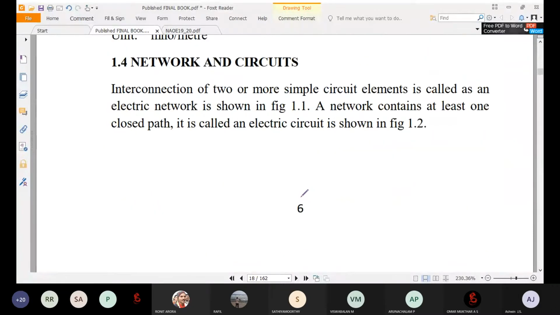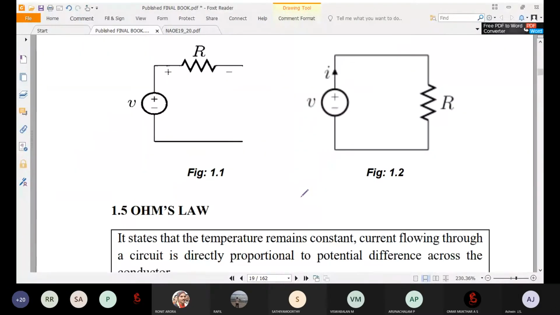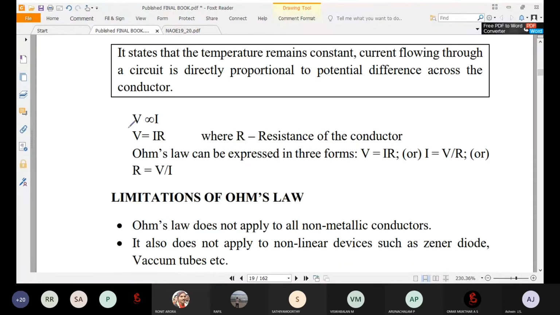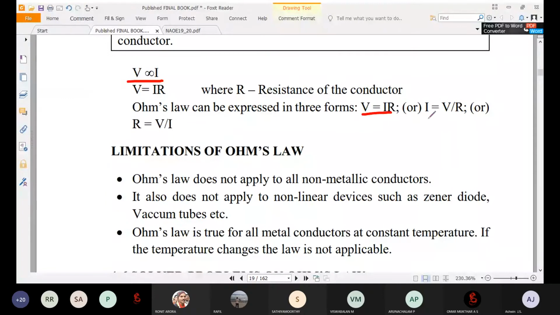The next topic is network and circuit. We saw in the last class about the basic circuit, right? How to connect, what happens in series, and what happens in parallel. Now come to Ohm's law. We saw Ohm's law: if you have the resistance, then V is equal to I into R. And you can rearrange the equation to calculate the resistance, voltage, or current.